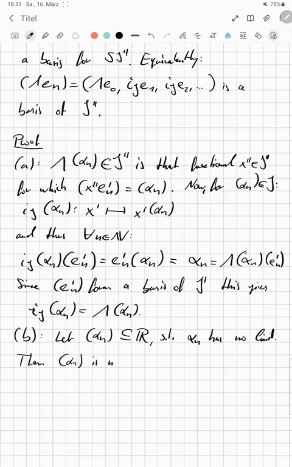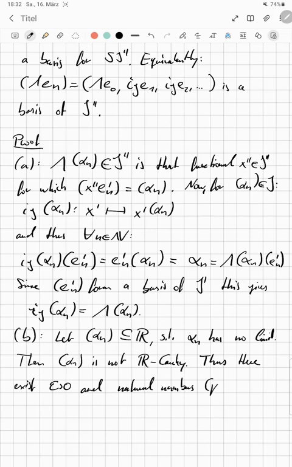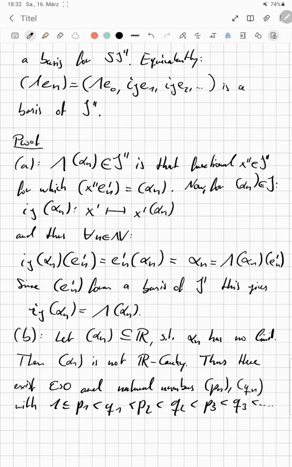Then alpha n is not a Cauchy sequence in R, and thus there exists an epsilon greater than 0 and natural numbers Pn and Qn, these are now two sequences, with 1 being equal or less to P1, strictly less than Q1, strictly less than P2, less than Q2, less than P3, less than Q3, and on and on and on, such that for all n, we have that the difference of alpha Pn and alpha Qn is greater or equal to epsilon. This just comes from the fact that it's not a Cauchy sequence.